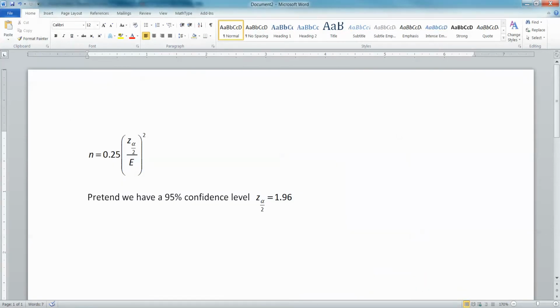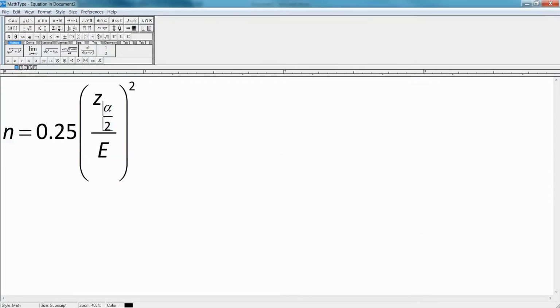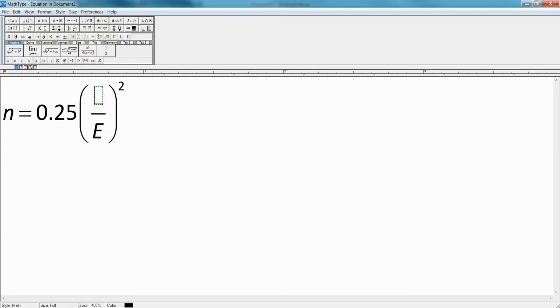And then let's pretend we have a margin of error of, let's say, 3%. Now I'm using percentages here because this is for proportions, remember, that we're working with. So that would mean we're working with small decimals. Nothing ever is going to be bigger than 1. So we have a margin of error of 3%. So n would be equal to 1.96 over 3%, which is 0.03.